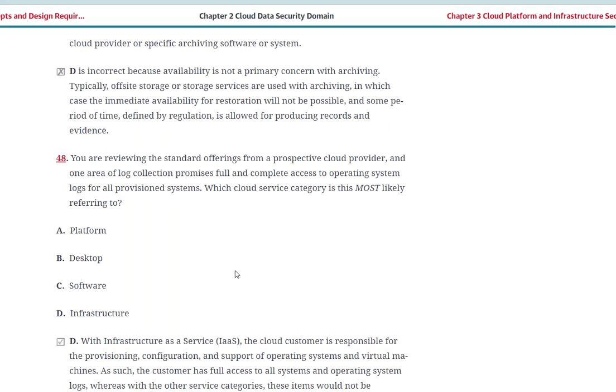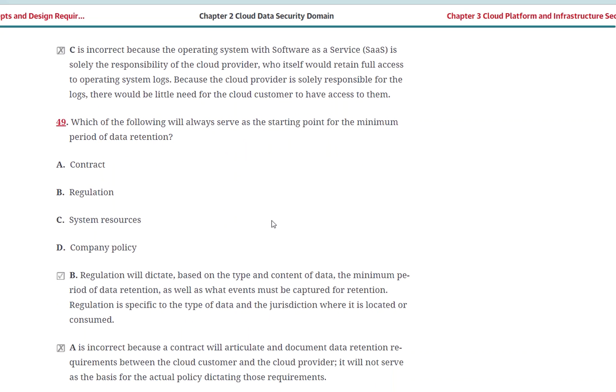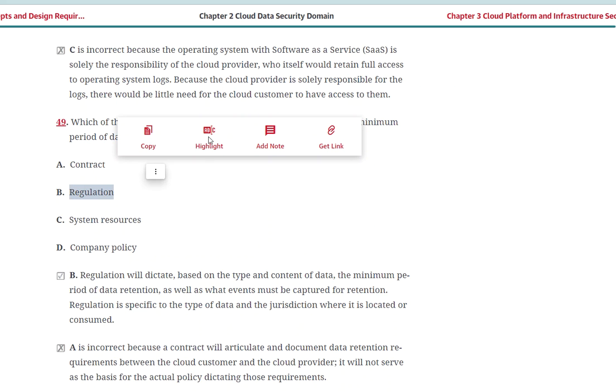Question 48. You are reviewing the standard offerings from a prospective cloud provider, and one area of log collection promises full and complete access to operating system logs for all provisioned systems. Which cloud service category is this most likely referring to? And the correct answer is D, infrastructure. Question 49. Which of the following will always serve as the starting point for the minimum period of data retention? And the correct answer is B, regulation.